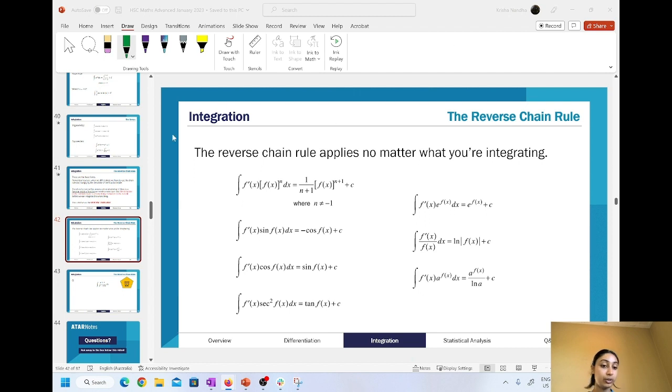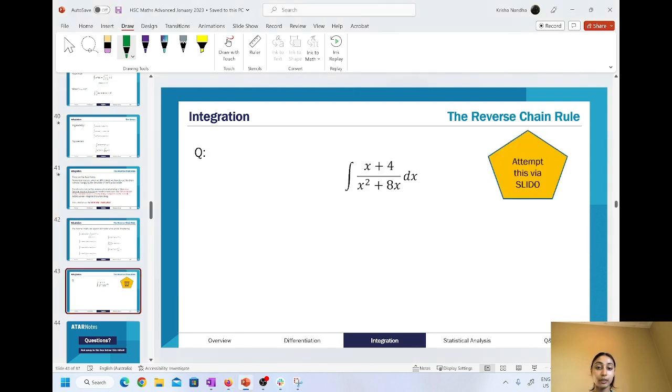Okay, I've just put it up. So the question is, what is the integral of x plus 4 all on x squared plus 8x? Okay, take a minute to think about this. Have your formula sheet on hand or on Google to help you, because it's definitely a tricky one, especially if you are yet to have done integration.